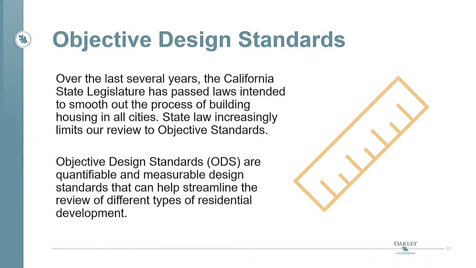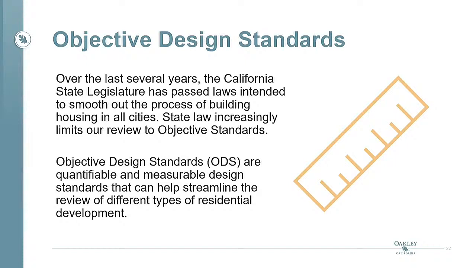All right, now objective design standards. I'm a little nervous because I didn't plan to animate that slide, but it did, so we'll see how it goes. Over the last several years, the California state legislature has passed laws intended to smooth out the process of building housing in all cities. State law increasingly limits our review to objective standards.